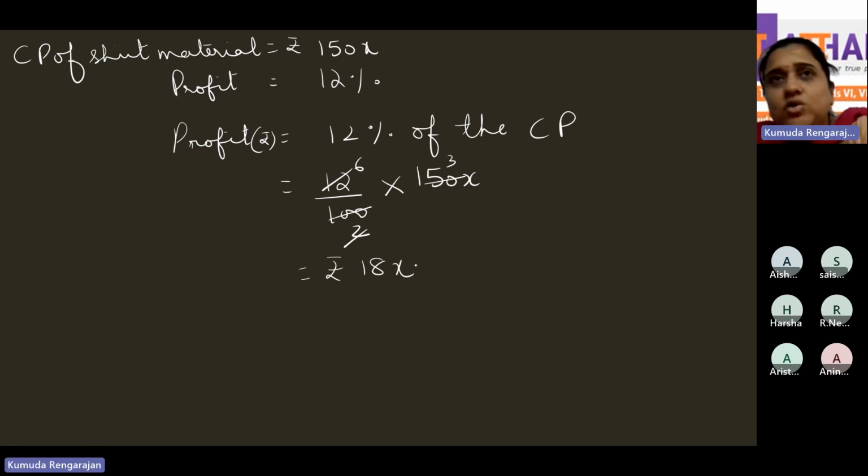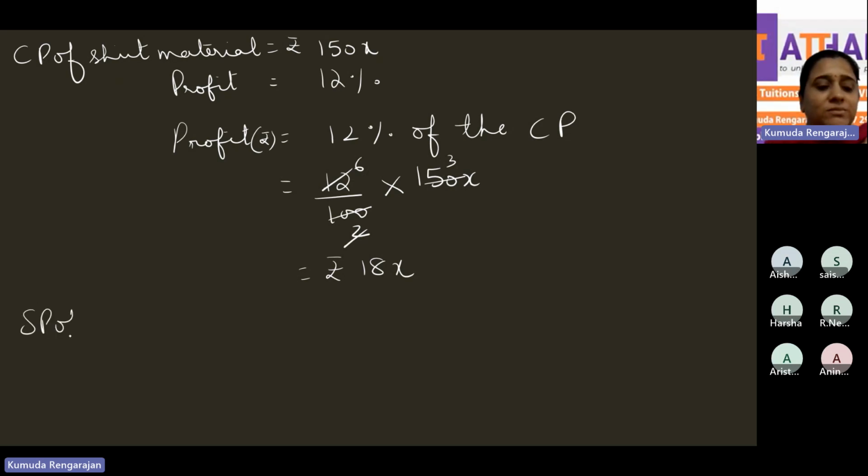Children, I don't want you to be trying by yourself. We'll do it together. Listen to me. So profit is 12% of the CP. 12% means 12 by 100. Of means into, and CP is 150x. On simplifying, we get 18x. This is the profit in rupees. Profit as a percentage is 12%. Now profit in rupees is rupees 18x.